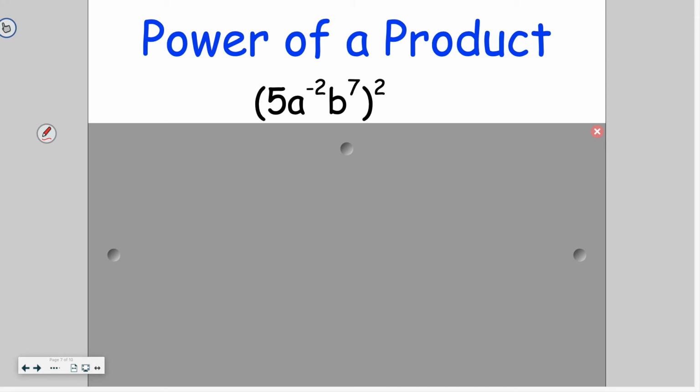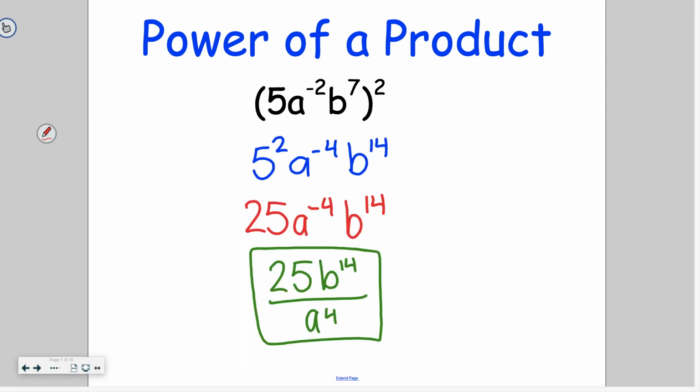Go ahead and try this one on your own. Distribute that 2, we end up with 5 to the 2nd, a to the negative 4th, and b to the 14th. Rearranging and moving things around, we end up with 25b to the 14th over a to the 4th.